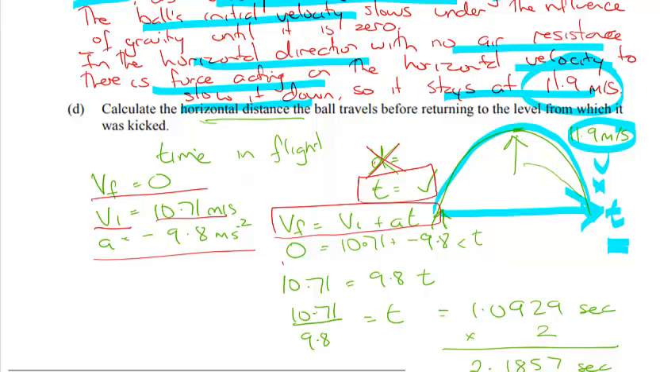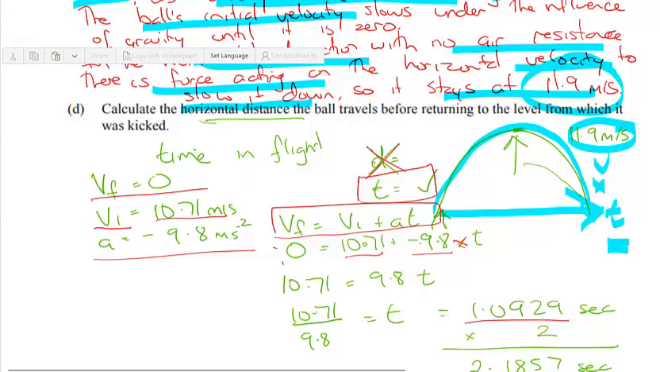So we put in 0, 10.71. It's going to be minus 9.8 because acceleration is negative. And that's times by time, which we're trying to find out. Now the minus can go over to this side, but I'm going to rearrange it the other way, where 10.71 goes to that side, and they both basically become positive. 10.71 divided by 9.8 will give you the time, and that's 1.09. Notice I haven't rounded it at this stage.